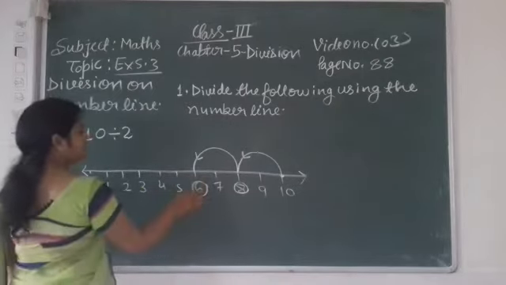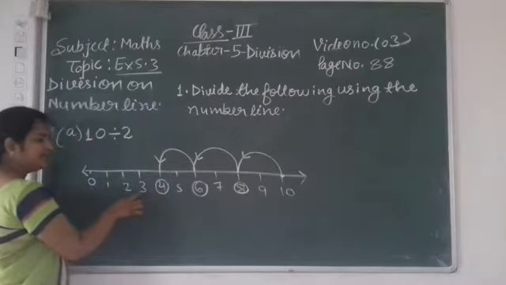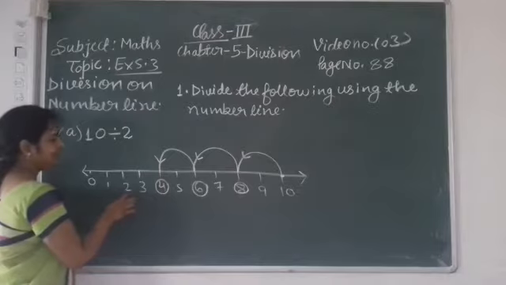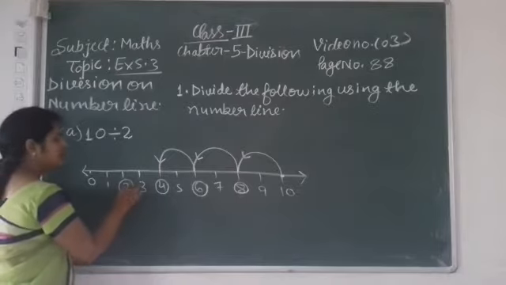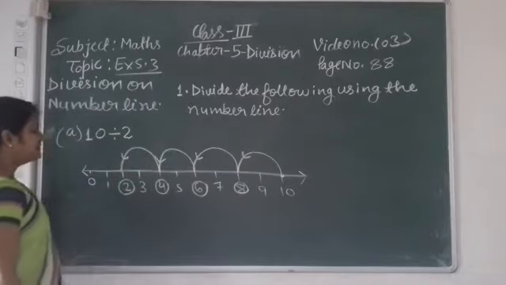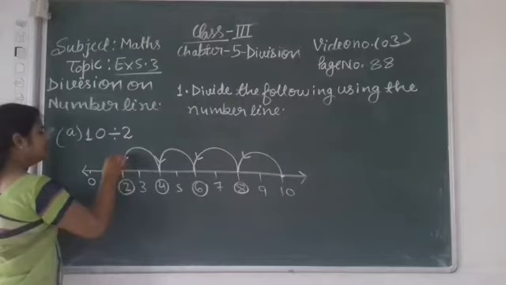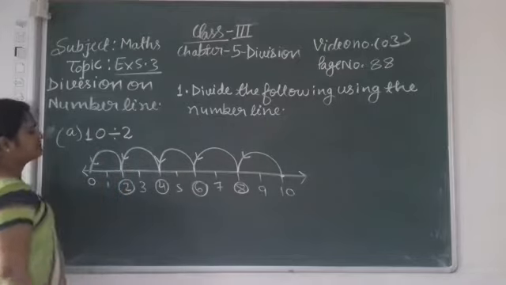So after 6, take steps of 2. 1, 2. So we reach at 4. Then after 4, take steps of 2. That is 3 and 2. 1, 2. That is we will reach at 2. Then after, take steps of 2. 1, 2. This is 0.